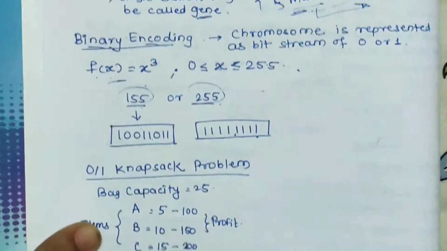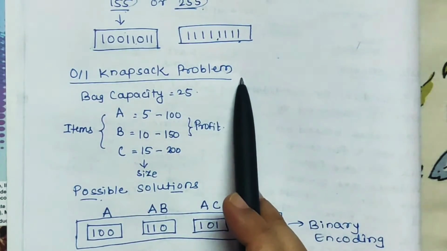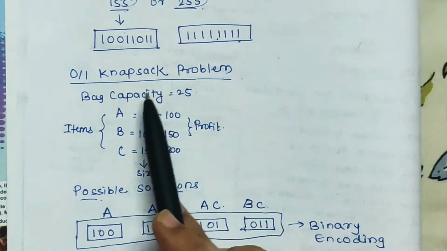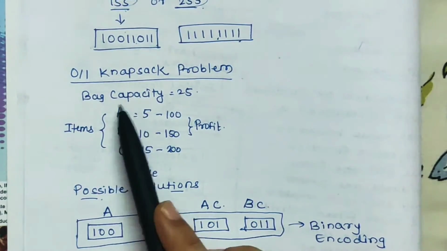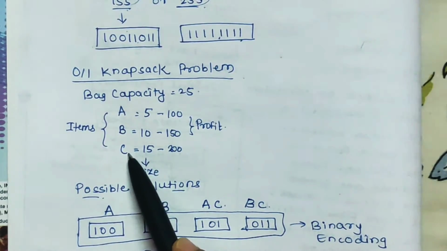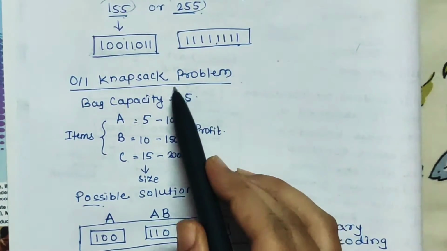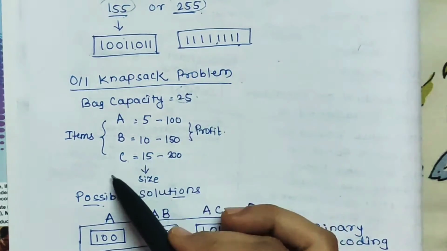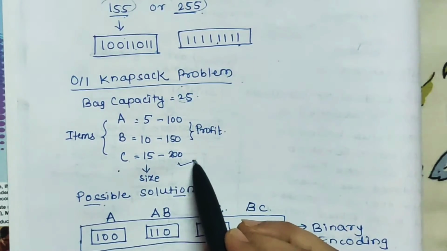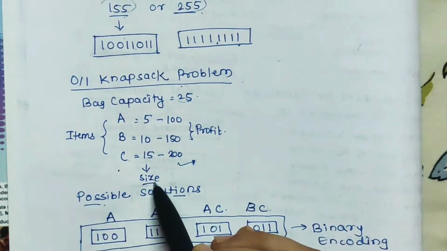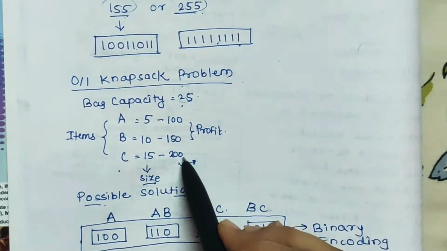Now we will discuss one more example, that is the 0-1 knapsack problem. What is a knapsack problem? Knapsack is simply a bag, and you have some items to be put into the bag, but the capacity of the bag is given. Here the capacity of the bag is 25. You have to put the items in the bag in such a way that you get the maximum profit, and it should not exceed the size of the bag. So here the size is 25, and these are the profit values given.